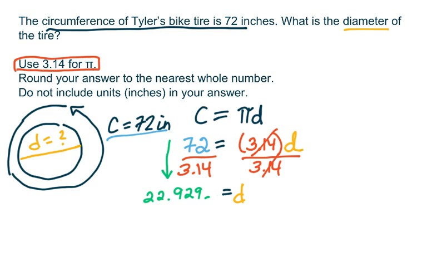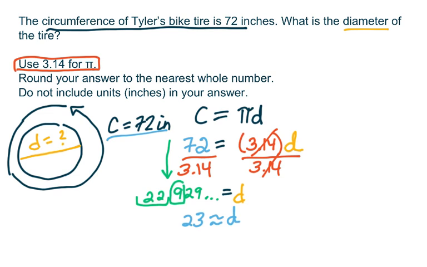So according to the instructions we were given, we were supposed to round. It said that we should round to the nearest whole number. So we should have looked at the 22 and then looked at the value after, which is 9. 9 is a value that makes us round up to the nearest whole number. So that gives us 23 as our approximation for the diameter.